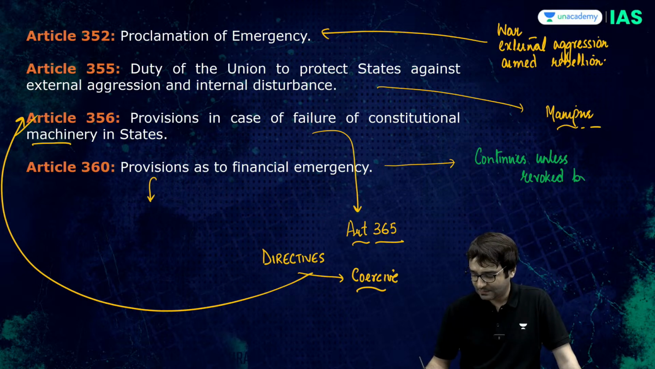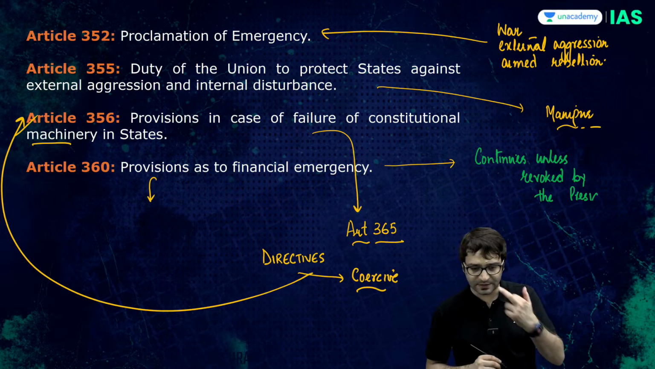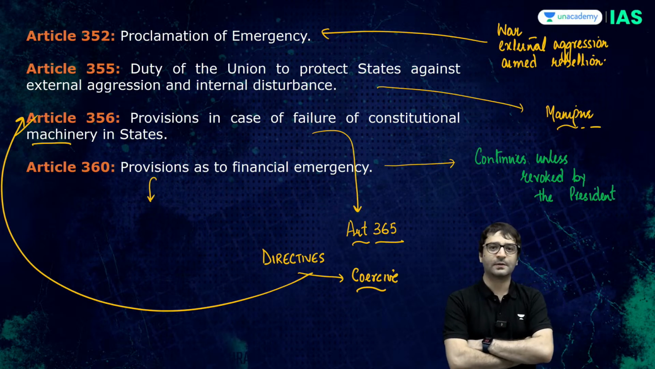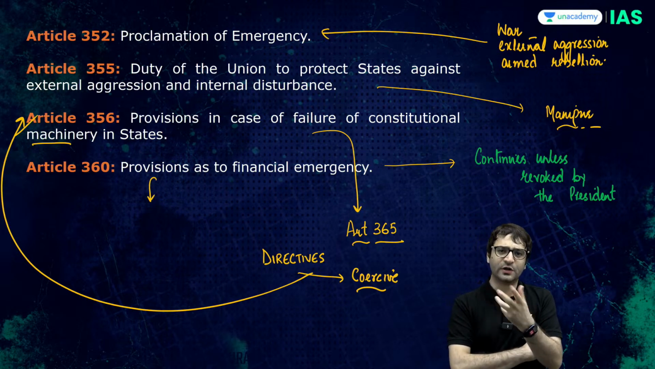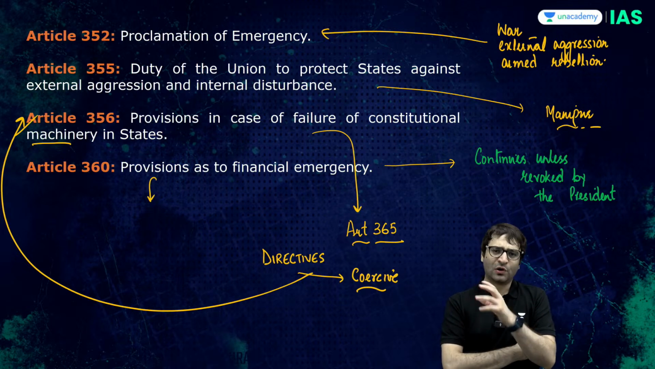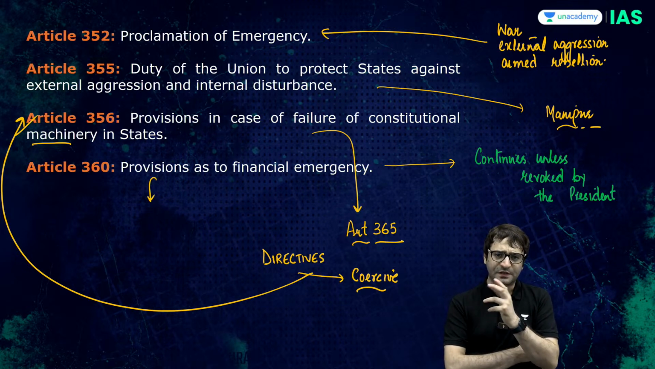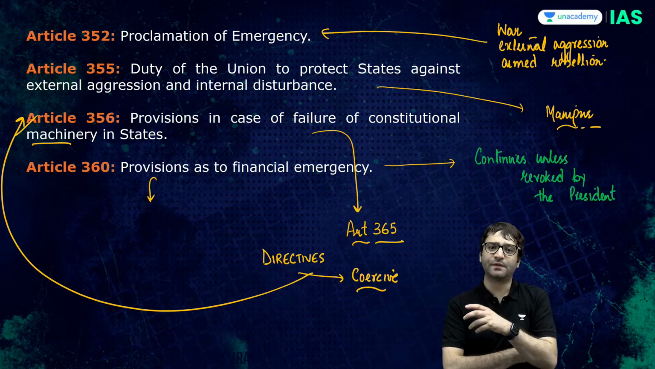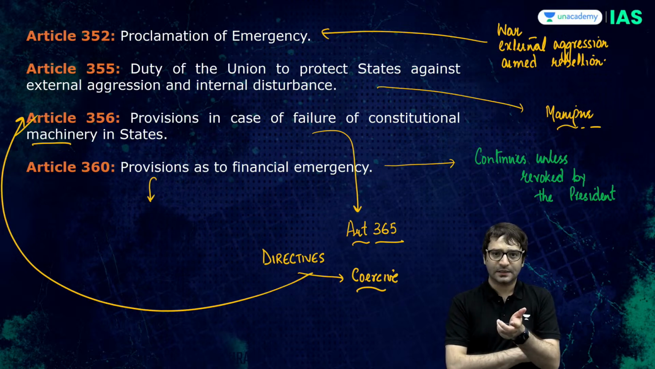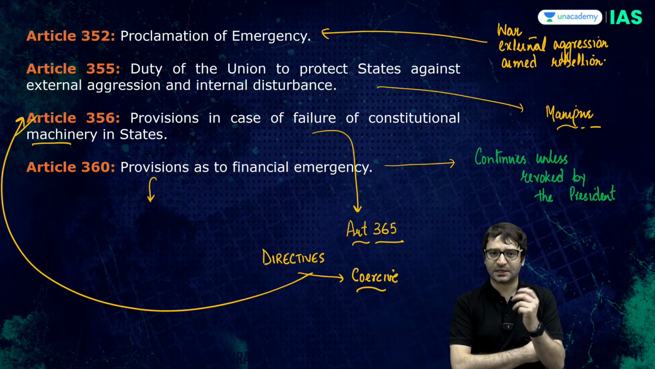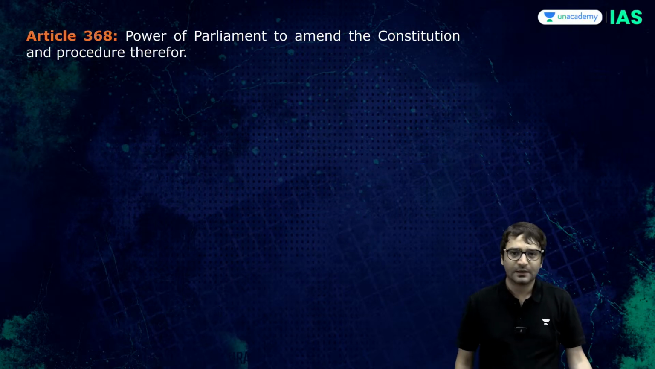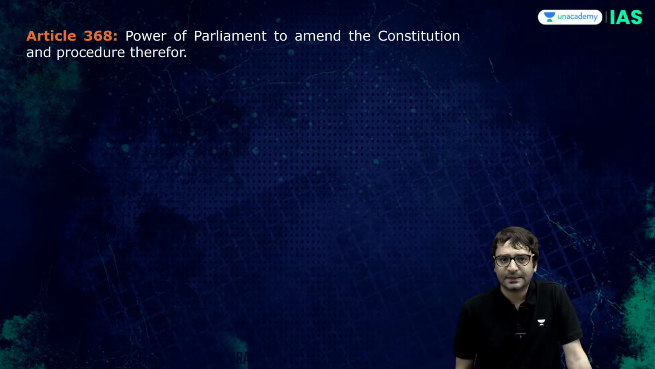by the President. And I don't have to tell you that all these emergencies can be imposed, although emergency is used only for Article 352, but all 352, 356, 360 can be imposed only on the advice of the Cabinet, not unilaterally by the President, because President is the quote-unquote rubber stamp.